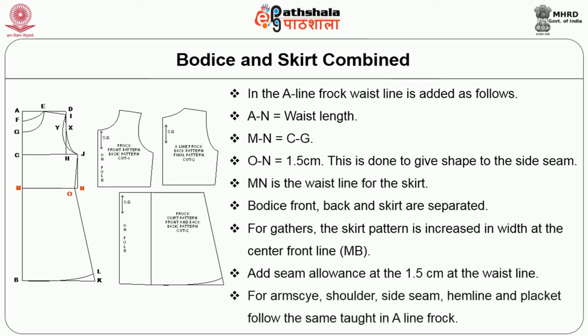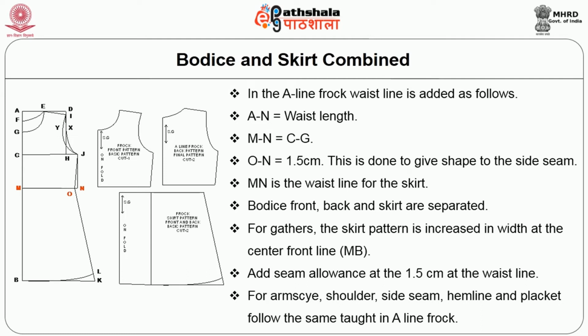Trace the A-line frock and then add waistline to the A-line frock. A to N represents the waist length and M to N is the same as C to G. O to N is 1.5 cm. This is done to give shape to the side seam. MN serves as a waistline for the skirt also.